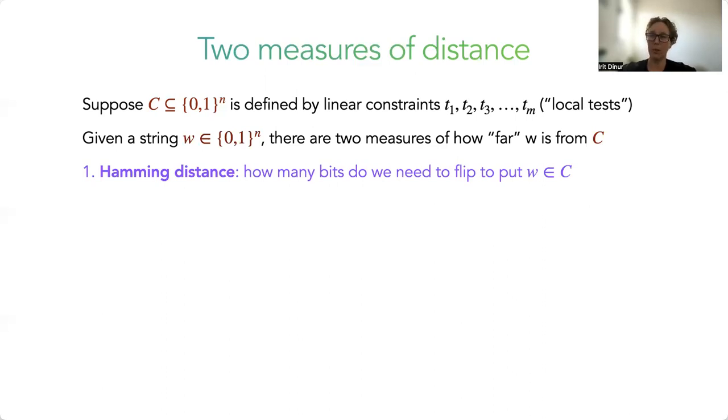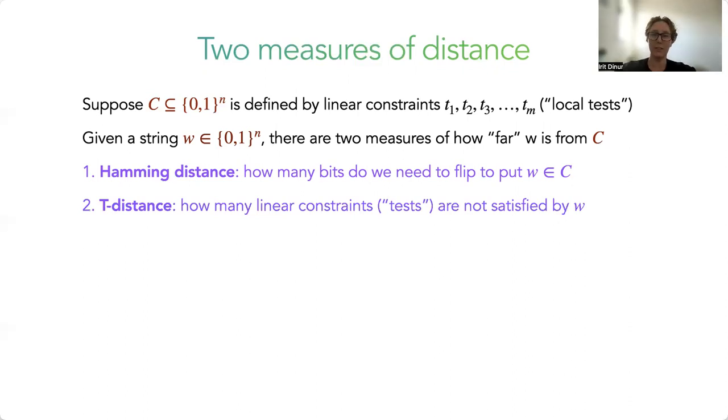That's a very well-known measure, but it's not so easy to calculate, right? If I give you a string and a definition of a subspace, a priori, you might need an exponential amount of time to find out what's the smallest number of changes you need to make.